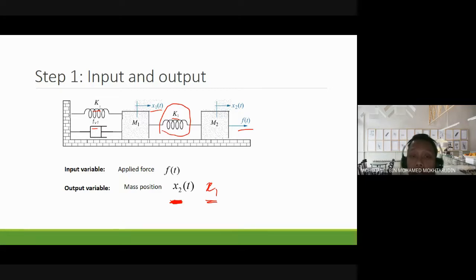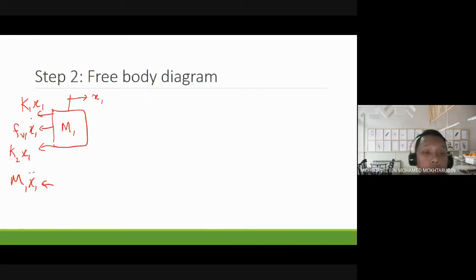So just now we assumed that K2 x1 is acting backward. Here we also have K2 x2, which has forces on M2 and also on M1. So we have one more force, which is K2 x2, applied by the body x2 on M1. And this force is acting forward.